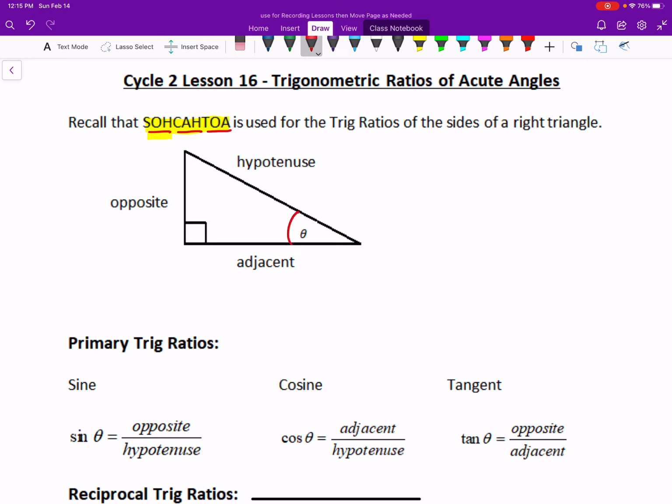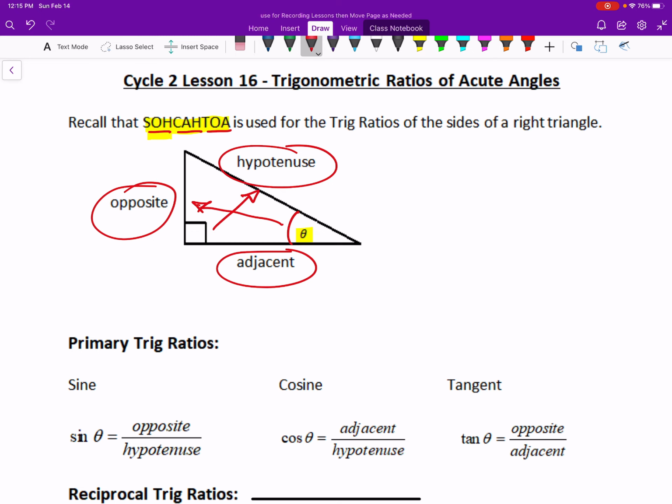So we always measure from an angle. This is the angle theta that you can see here. That's just a Greek letter that we often use to represent angles. And we label our sides in the right triangle based on what angle we're measuring from. So this side over here is called the opposite because it's opposite from the angle. Adjacent just means beside the angle. And the hypotenuse is always the side that's across from the right angle. It's always the longest side.